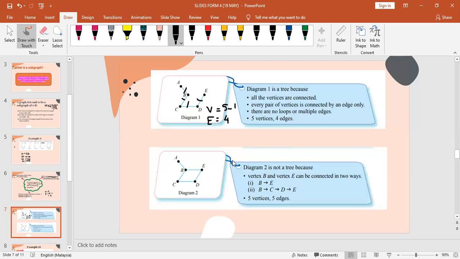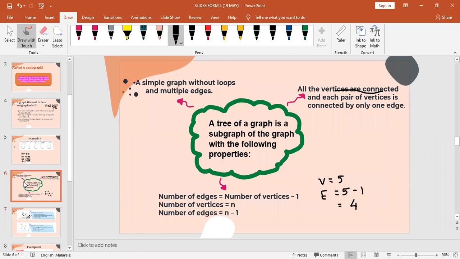Okay, let's look at diagram 2. Diagram 2 is not a tree because firstly, vertex B and vertex E can be connected in 2 ways. Tengok vertex B dengan vertex E. Maksudnya, kalau daripada B nak pergi E ni, ada 2 jalan. B to E, B straight away to E, and then B to C to D to E. Sebab dia punya cara tadi, dia kata each pair of vertices is connected by only one edge.